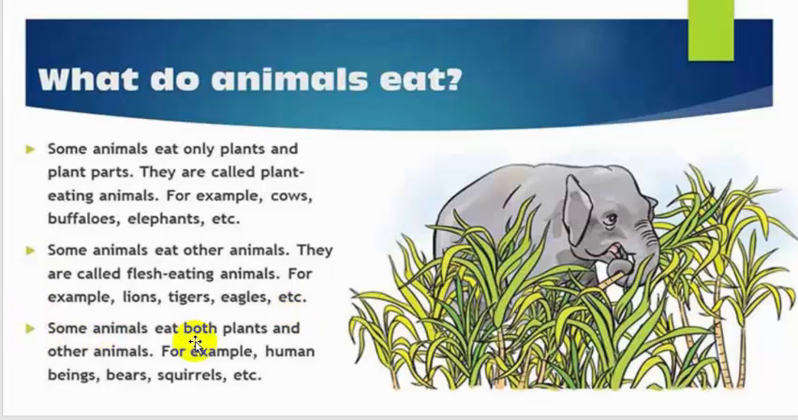Some animals eat both plants and other animals, for example, human beings, bears, squirrels, etc. Only non-green plants like molds and mushrooms get their food from dead and rotten matter.